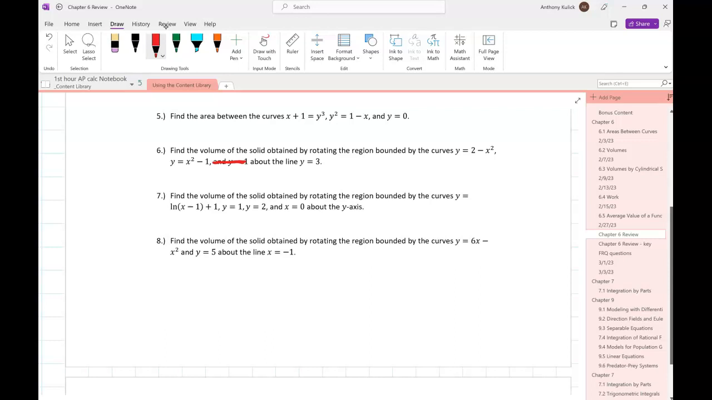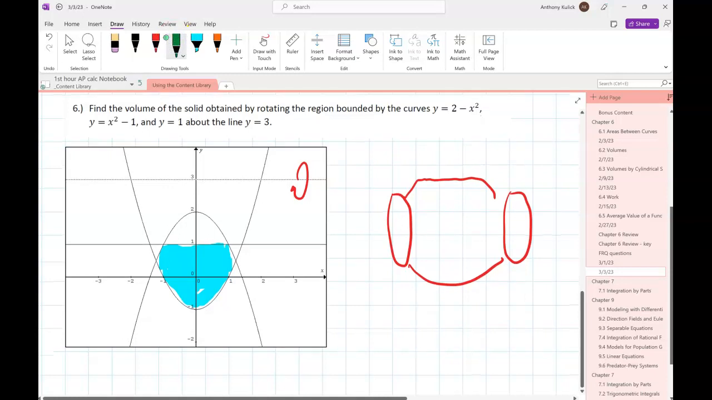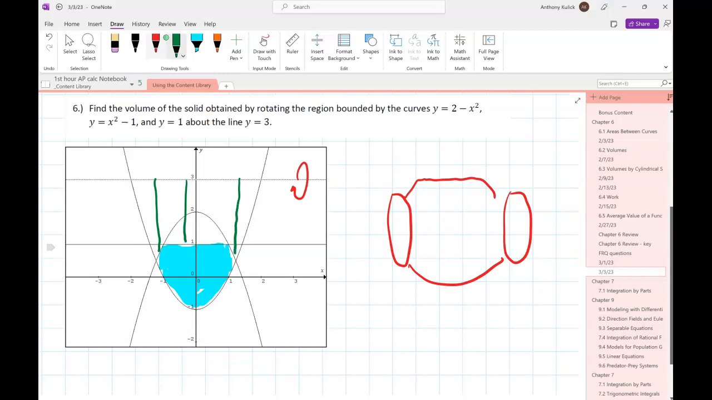You have to do 3 integrals for the inside. The inside radius is gonna be different in 3 places though, right? Like here the inside radius goes to there, here the inside radius goes to there, and here the inside radius goes to that curve, right? So you would need 3 integrals, like we were talking about before, if you had to integrate with respect to x.